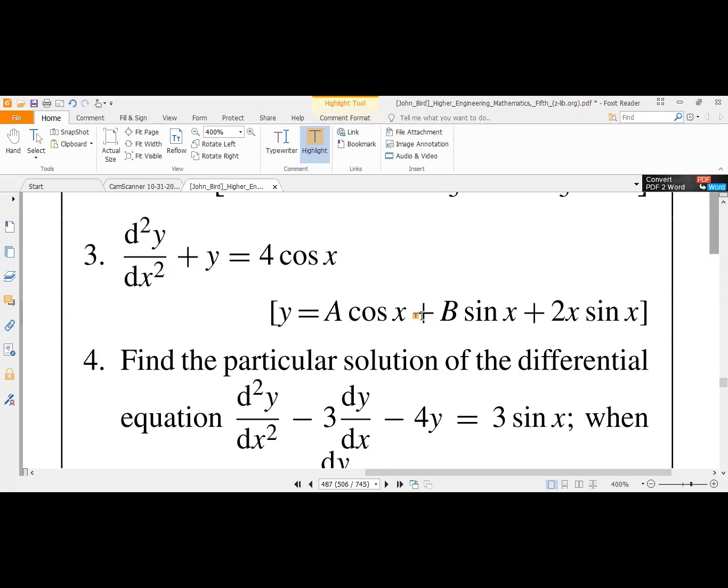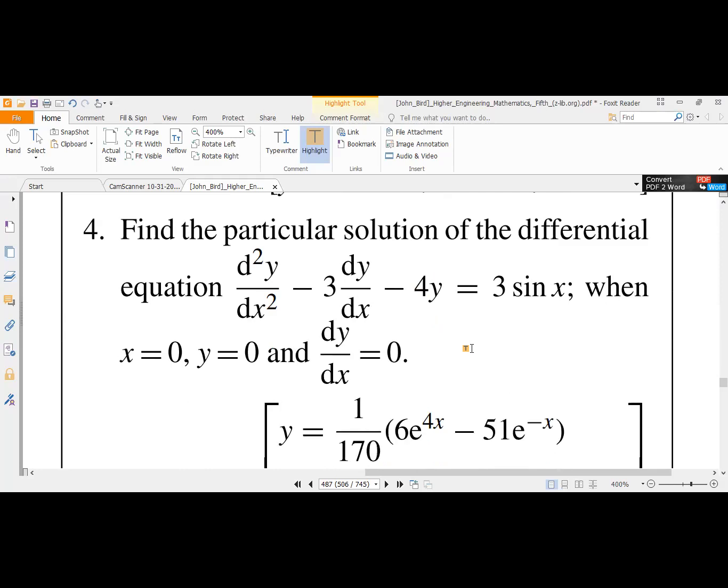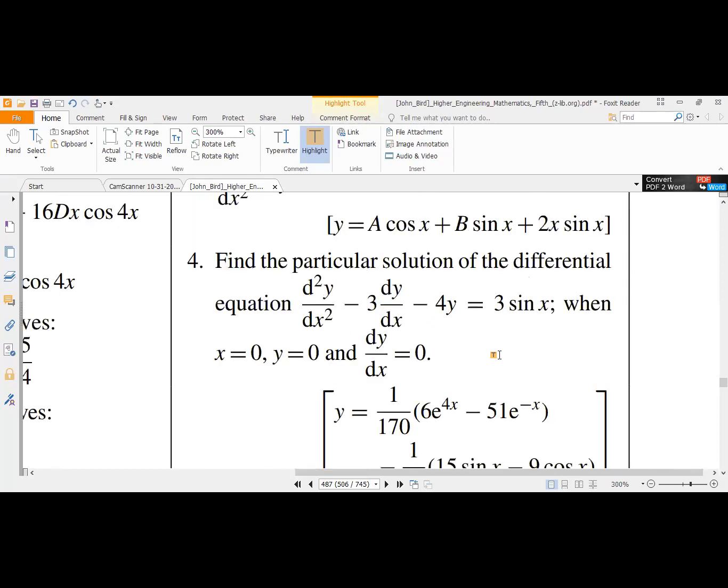Question number 3 is very simple. I've seen the solution. Please, let's do it like that. We've copied it, sir. It's very simple. Question number 4 is what we are going to solve, because question number 4 is an initial value problem. Question number 3 is very simple.